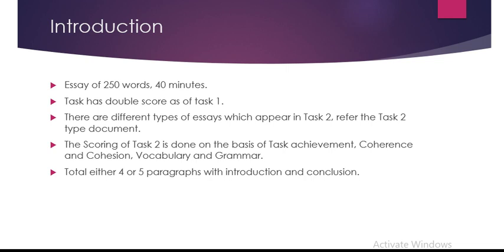The scoring of task 2 is done on the basis of task achievement, coherence, cohesion, vocabulary and grammar. So you will have to write about a topic, and they will check how much you wrote about it. If you wrote about the topic, you will get the marks, but if you didn't address the topic in your wording, then you will not get the marks. Write either 4 or 5 paragraphs, with an introduction and conclusion. The first paragraph is the introduction, as we did in task 1, and the last is the conclusion. So you are left with 3 paragraphs, and in those you will have to explain your essay.